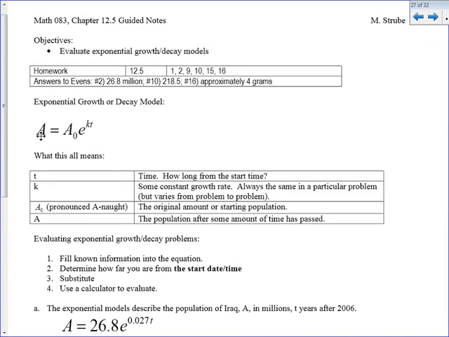A is our population after some time. So for us, A is all that we're going to be solving for. If you take 163, you could solve for other parts of this, but for us, we're always going to be finding what the population is after some amount of time.